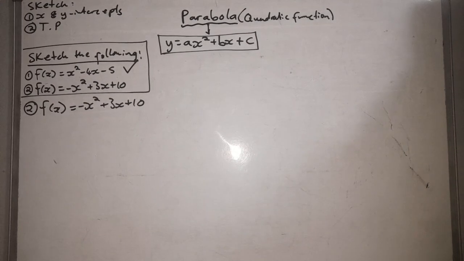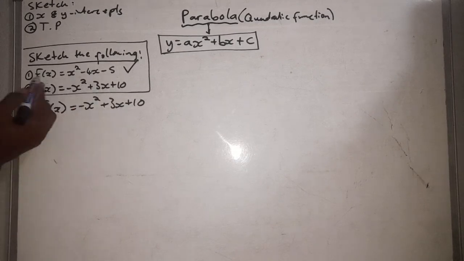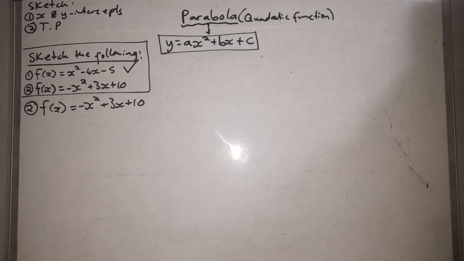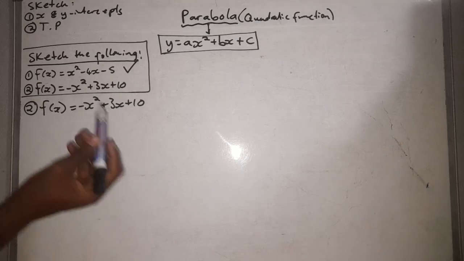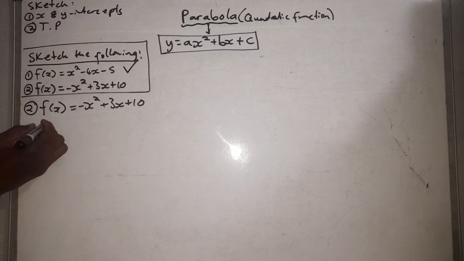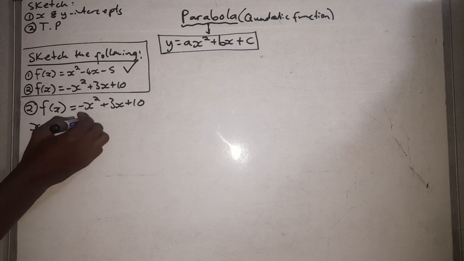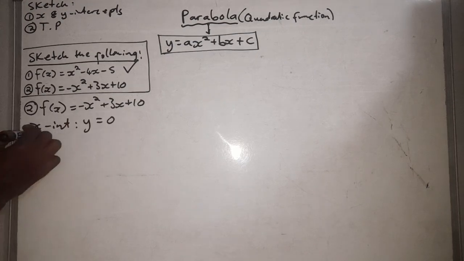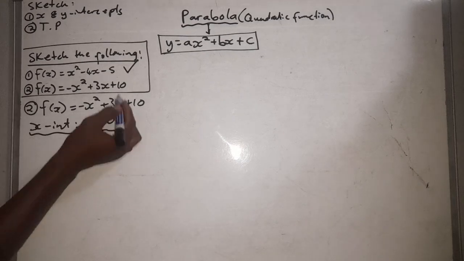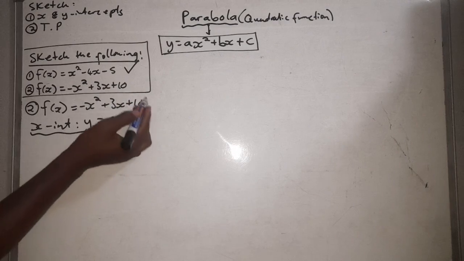Question number 2. Now we just sketched the first one, and now we're sketching the second one. So again, the procedure is still the same. To sketch, you need the x and y intercept. So let's find the x and y intercept. I'm going to start with the x intercept over here. X intercept, y equals 0. Some of you might be saying that the y-intercept is 10.